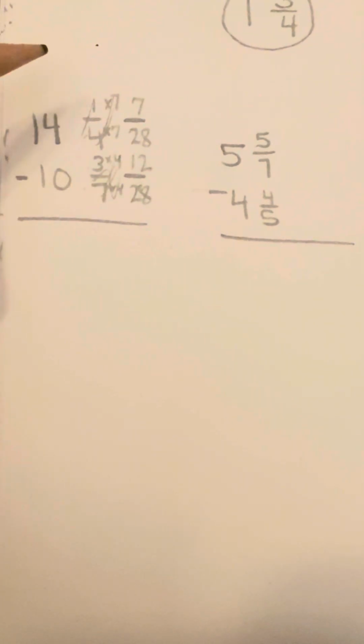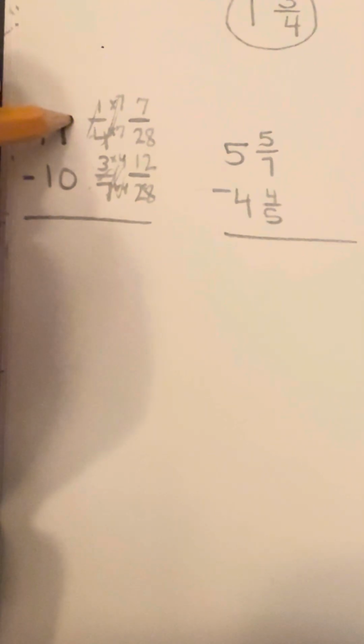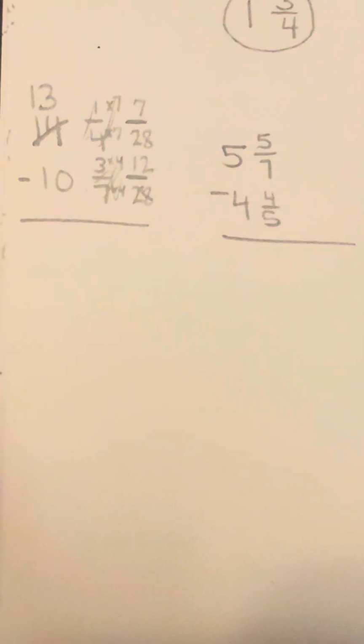Now, the problem is 7 minus 12 doesn't work. I can't take away from something there's not enough of. So what I want to do is take from this whole number. So I'm going to borrow from the 14, which means I'm going to make it 13, make it one less.